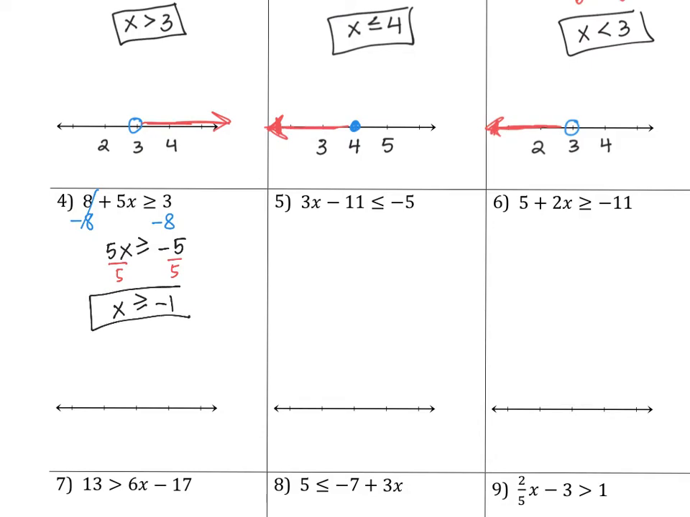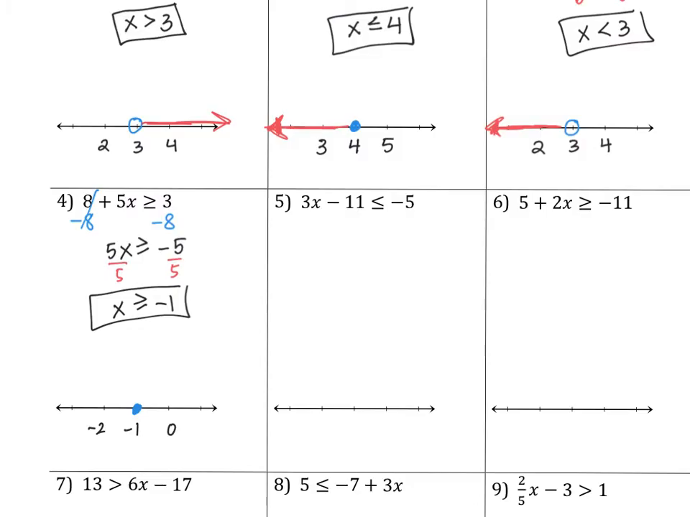Okay, and this is good for solving, but because I'm going to ask you to graph to practice, we're going to graph as well. Okay, so the critical number is negative 1. Okay, to the right of negative 1 is 0. To the left of negative 1 is negative 2. Okay, now, does it equal negative 1? Yes, so I have to do a closed circle.